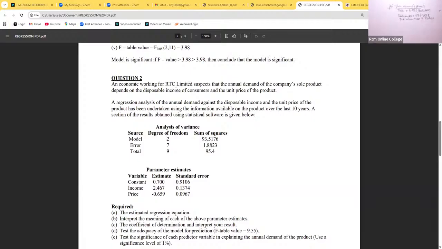An economist working for RTC Limited suspects that the annual demand of the company's product depends on the disposable income of consumers and the unit price of the product. A regression analysis of the annual demand against the disposable income and the unit price of the product has been undertaken using the information available on the product over the last 10 years. A section of the results obtained using statistical software is given below: analysis of variance, and parameter estimates. They want us, A, to give them the estimated regression equation.